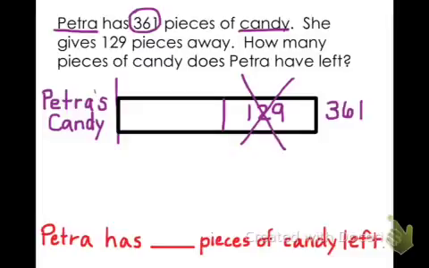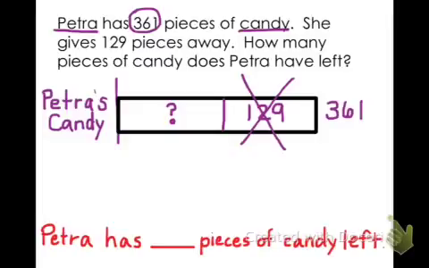Now, I want to find out how much Petra still has of the candy. So this part over here is how much she has left. And I show that by adding a question mark. That was step 6, labeling the bar using words and numbers and a question mark. Now I'm ready to move on to the math, the computation.